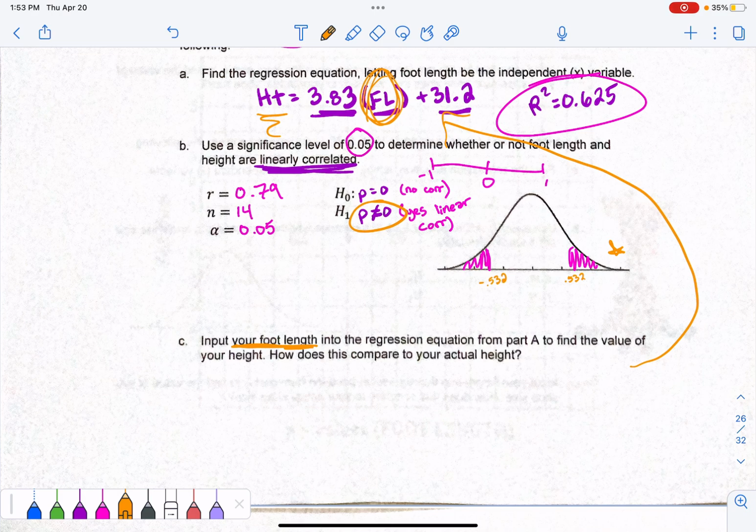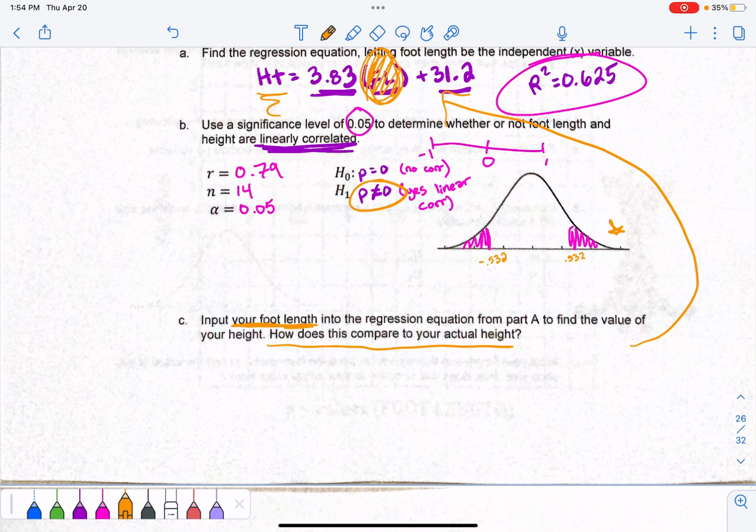So whatever your foot length is, you're going to plop that in here, and it's going to spit out your height, and then I want you to write one little statement that compares it to your actual height. Like, oh, mine was pretty close, it was this, and my actual height is this. Or, nope, that was not even close at all. I should be taller than I actually am, or it's saying that I should be shorter than I actually am. Something of that regard is what you're going to look for in part C, okay?